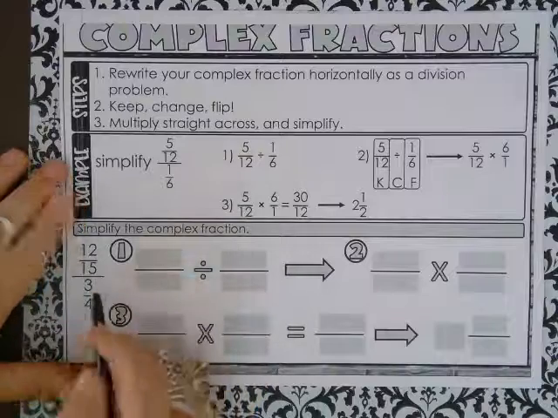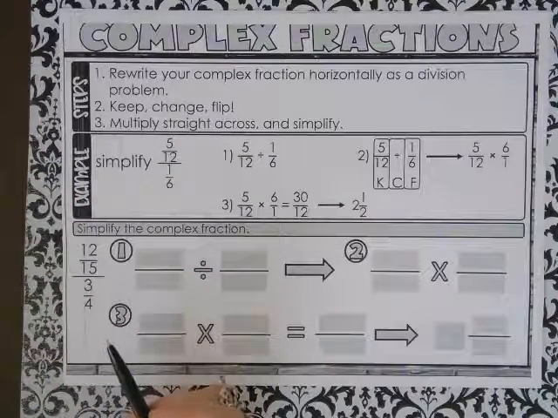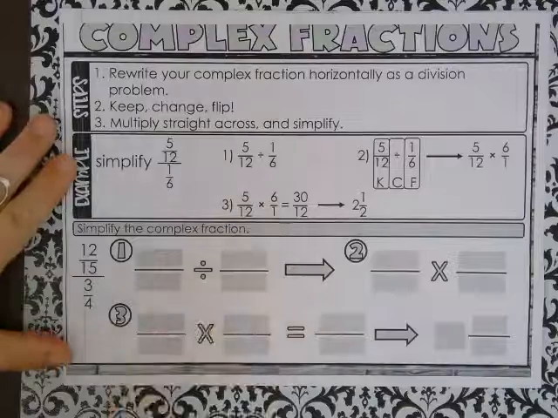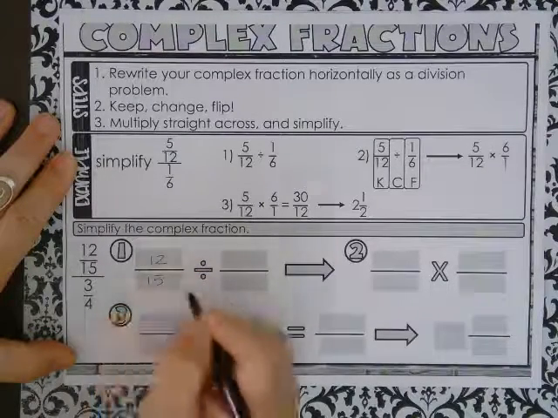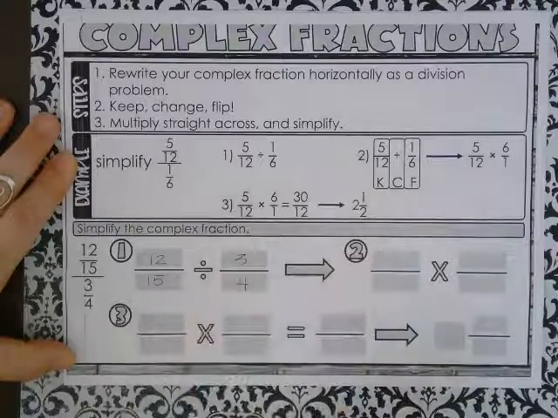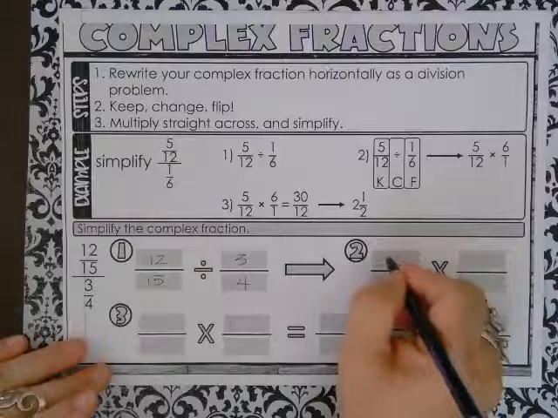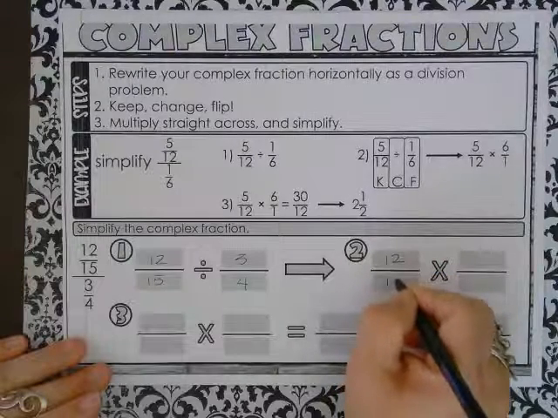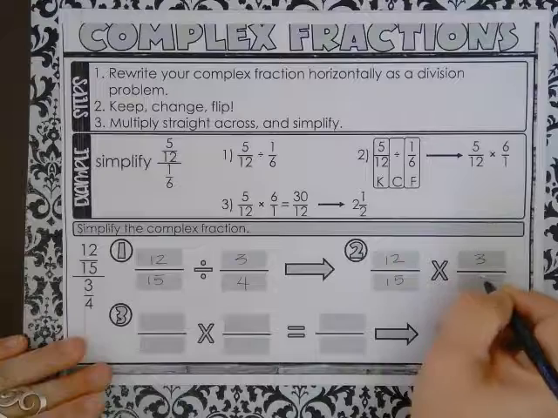So this is 12/15 divided by 3/4. Holy moly, that's a lot of fractions. I'm terrified. Okay, relax, it's okay. This is just 12/15 divided by 3/4. So now we're going to keep 12/15 and we're going to change it to times 3/4.